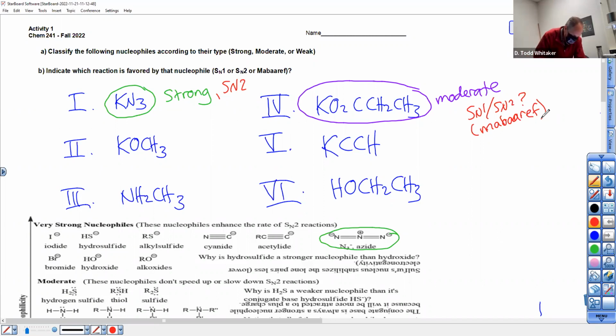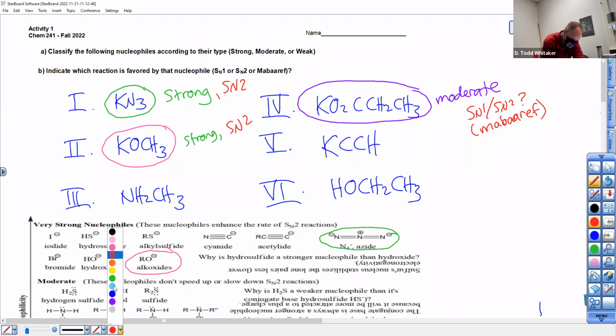Okay. KOCH3, that is the pink category. Strong, SN2. Strong always favors SN2. And let's pick the other strong. Acetylide. R equals H for acetylide is baby blue, I think we haven't used. And it's strong, SN2. Save the best till last.